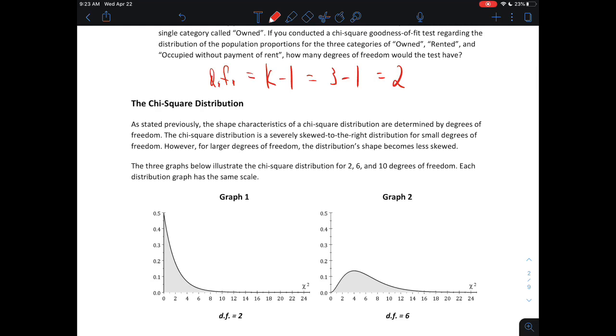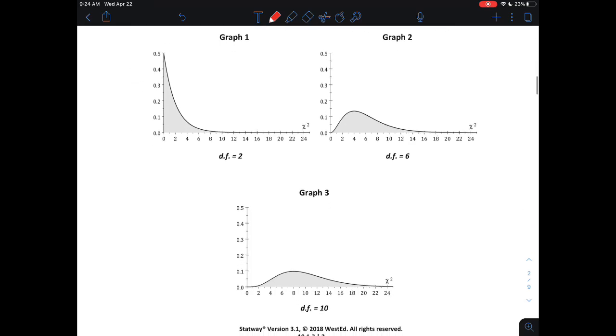So as stated previously, the shape characteristics of a chi-square distribution are determined by degrees of freedom. The chi-square distribution is a severely skewed to the right distribution for small degrees of freedom. However, for larger degrees of freedom, the distribution's shape becomes less skewed. The 3 graphs below illustrate the chi-square distribution for 2, 6, and 10 degrees of freedom. Each distribution graph has the same scale. So here we can see 3 different graphs, graph 1, 2, and 3. Below graph 1, we see that it says df equals 2. Below graph 2, we see it says df equals 6. And below graph 3, we can see df equals 10.